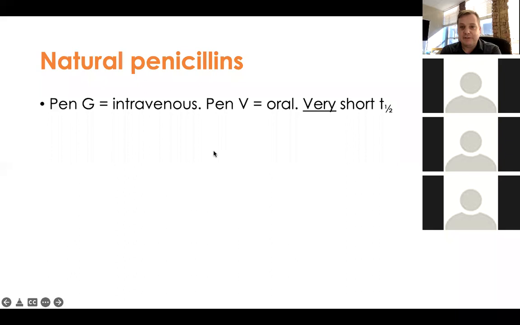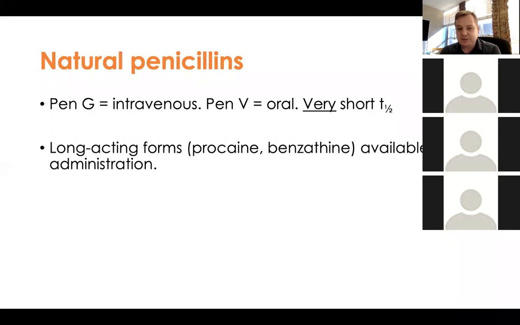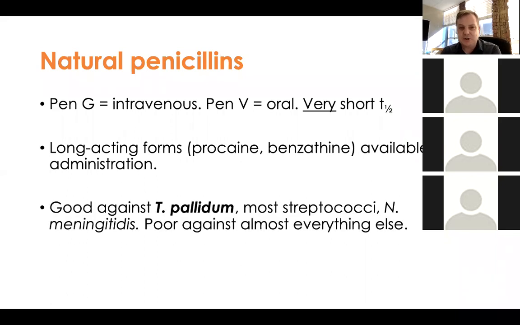The natural penicillins have a very, very short half-life. If you're looking at, say, Penicillin G, it's measured in minutes. But there are specific long-acting forms such as procaine or benzathine penicillin, which are given intramuscularly, for example, and which can be given for longer administration. But we really use this for syphilis, occasionally a few other things. In general, the fact that you have to dose them so frequently means that in almost every other condition for which the bug is penicillin susceptible, you end up using a different treatment.